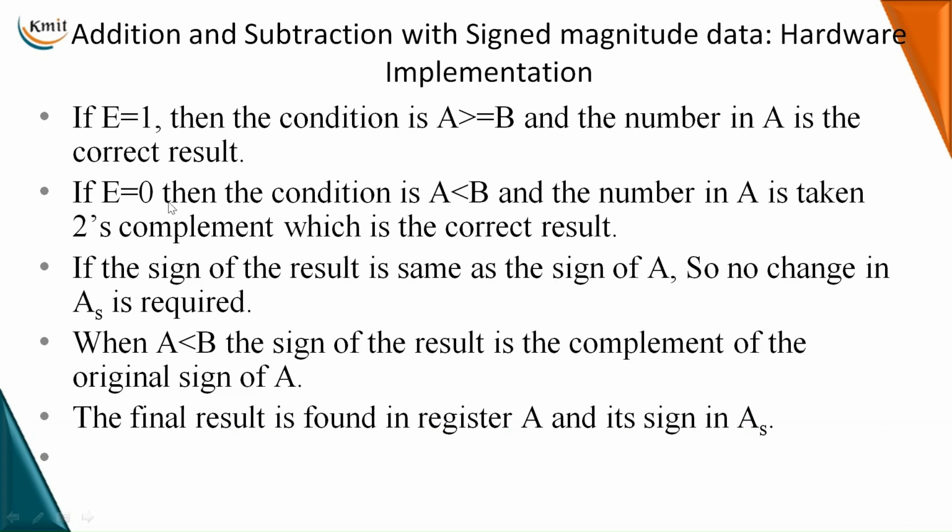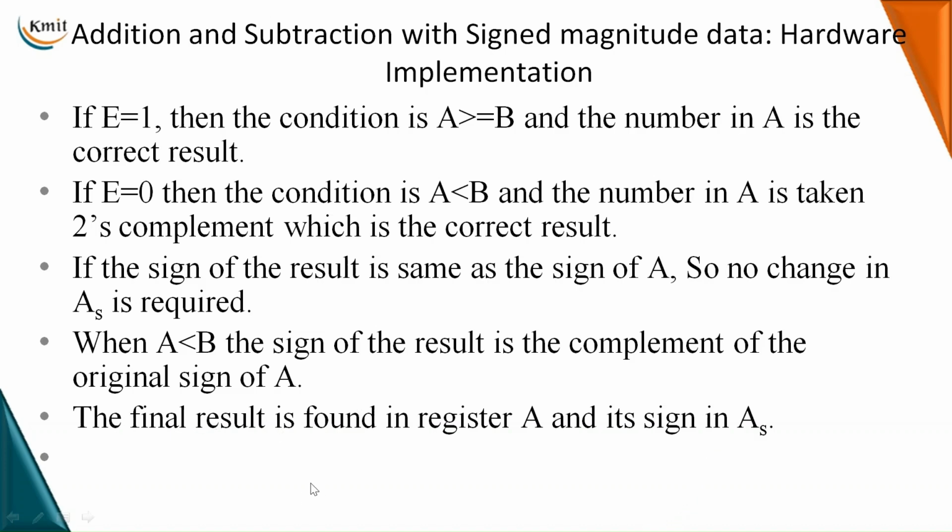If E is equal to 0, then the condition is A less than B, and the number stored in your result register A must have its 2's complement taken, which will be your correct result only after taking the 2's complement. If the sign of the result is the same as the sign of A, no change in AS is required. Whenever A is less than B, the sign of the result will be the complement of the sign of A.